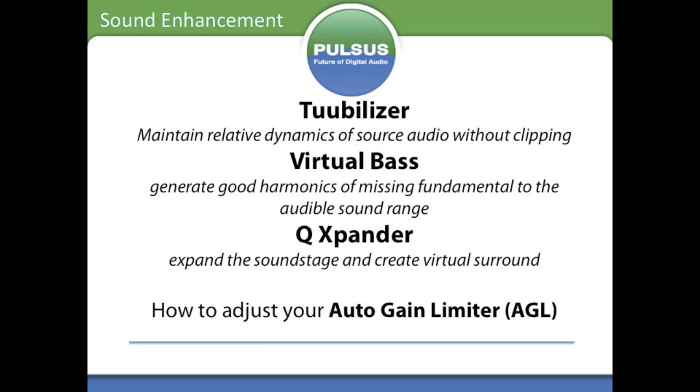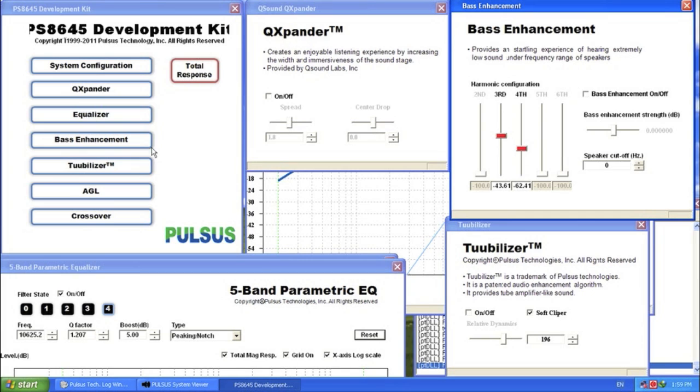Audio enhancement algorithms. Now we're going to look at the Tuubilizer, Pulsus proprietary bass enhancement algorithm, and Q Sound's Q Expander. The Tuubilizer can be turned on or off by clicking the box. When the Tuubilizer is on, the slide button is red, as you can see here.